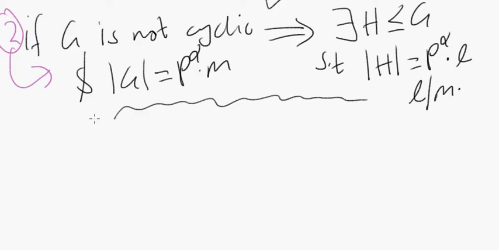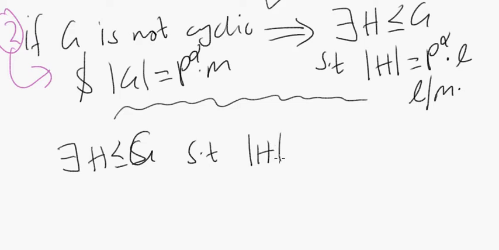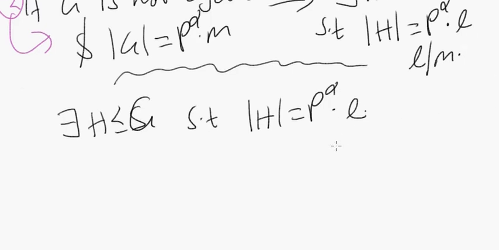Suppose that there exists some subgroup H of G such that the order of H equals p to the alpha times L. Why is that useful information to us? is the question.